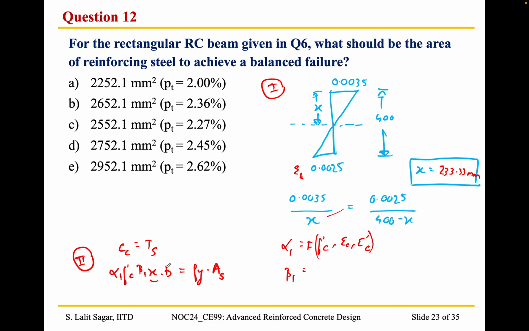and we know the value of b, that is the width of the beam, and we also know the value of fy, that is the yield strength of the reinforcing steel. So we need to determine the value of As. So As turns out to be 2552.1 mm square. So this is the balanced section.